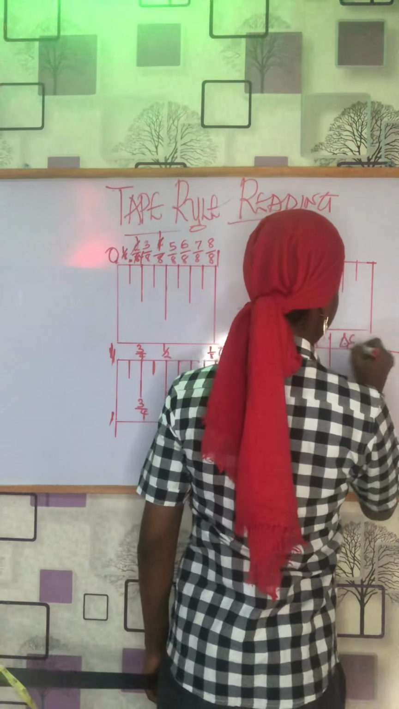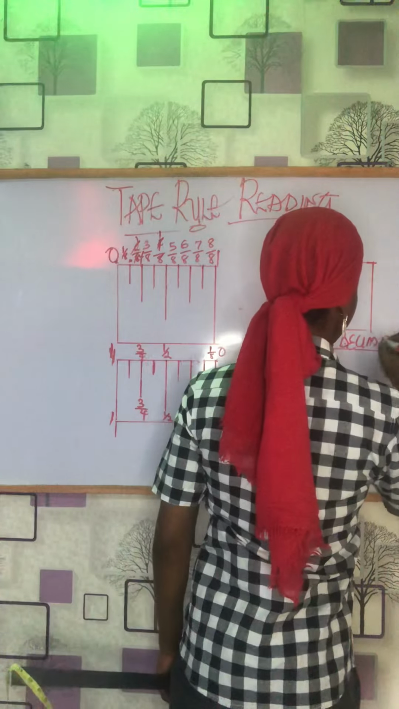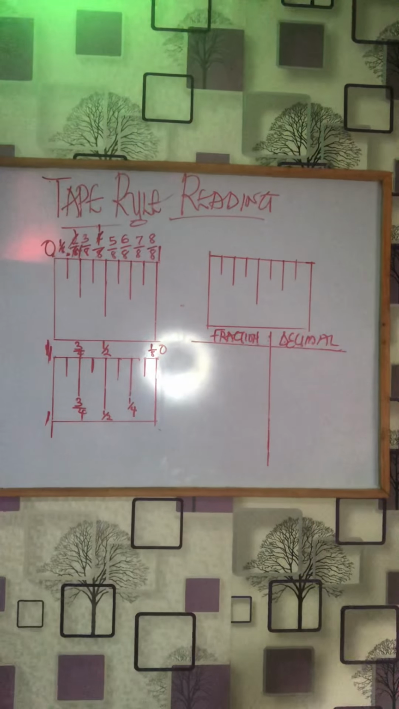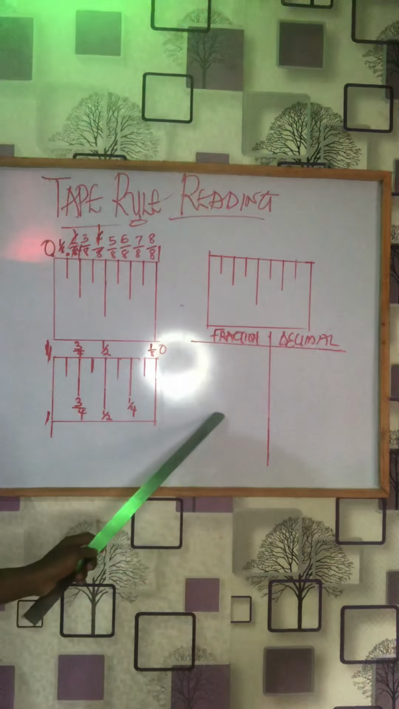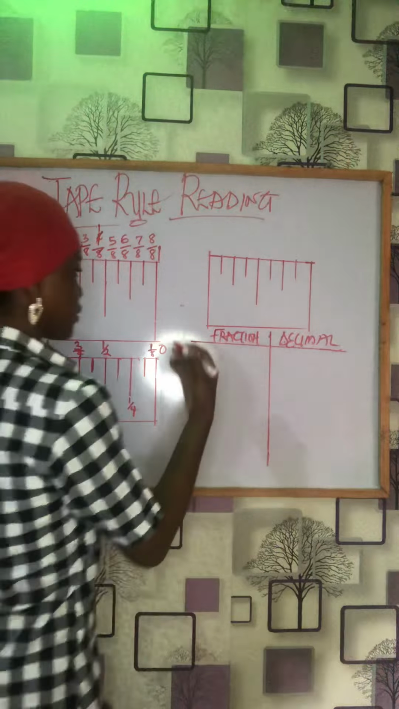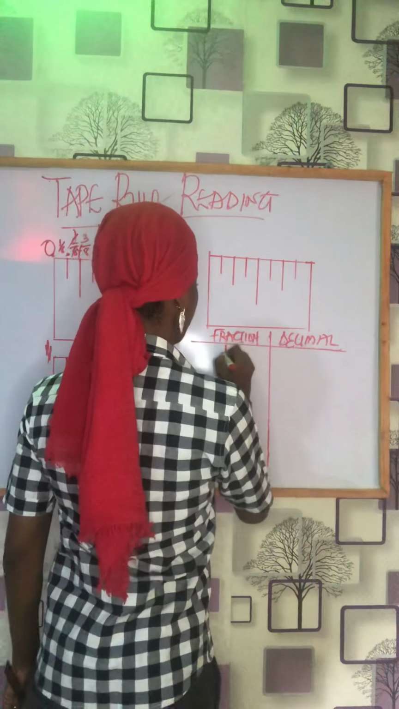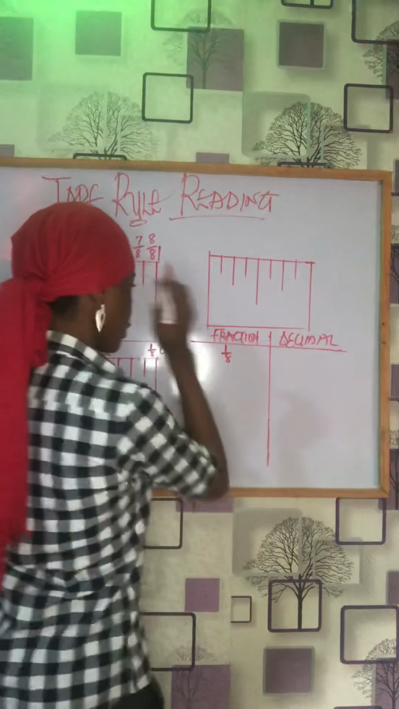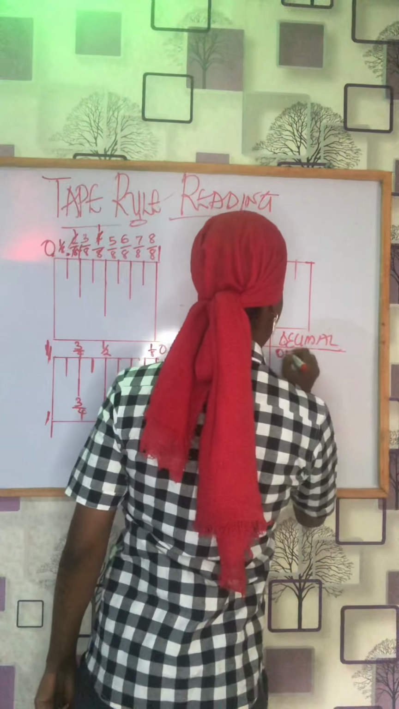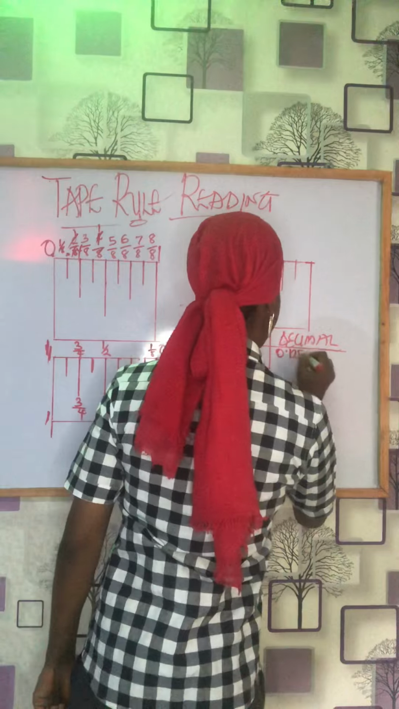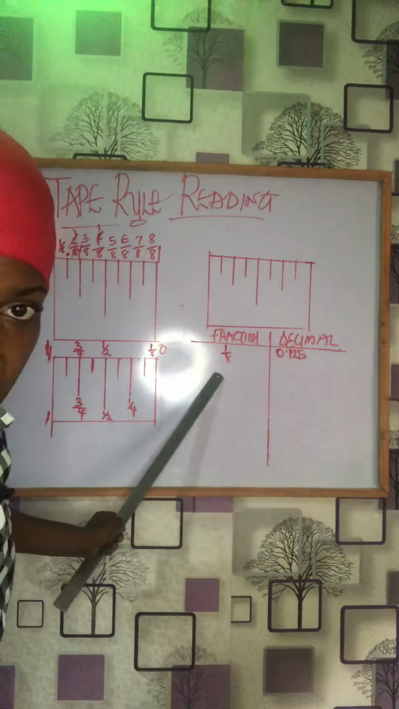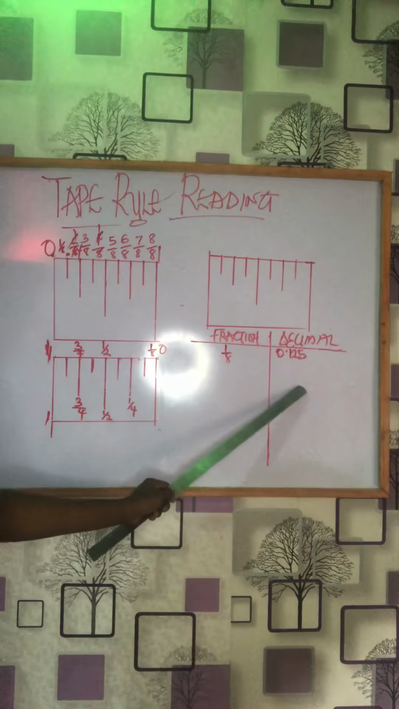Now, fraction and decimal. We are going to make use of our calculator now. 1 over 8. If you make use of your calculator, 1 over 8 will give you 0.125. You can actually try that. 1 over 8 is equal to 0.125.